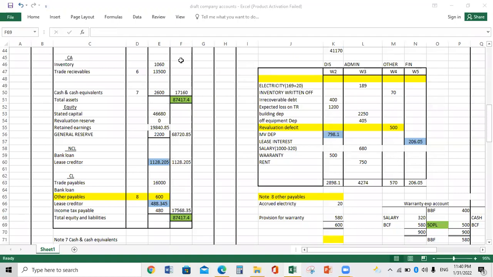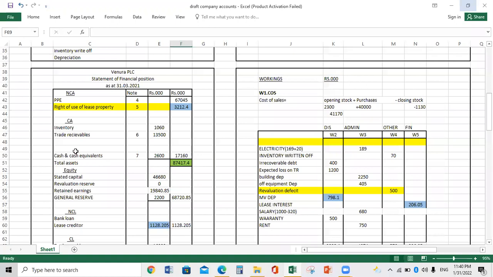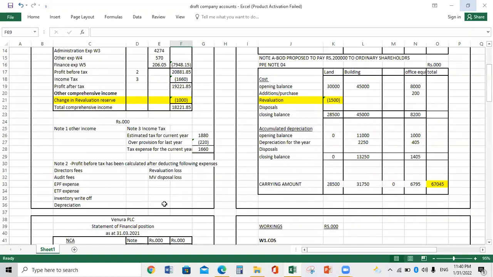Great. Now guys, don't forget one thing, profit before tax note. Profit before tax note number 2. You get 2 marks for this, an easy way to score marks. You just have to say profit before tax has been calculated after deducting the following expenses. Don't leave this, okay? You get 2 marks. You should write minimum 4. Minimum write 4. Okay, main expenses.